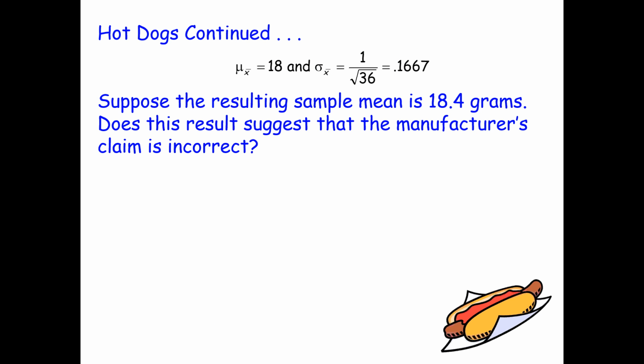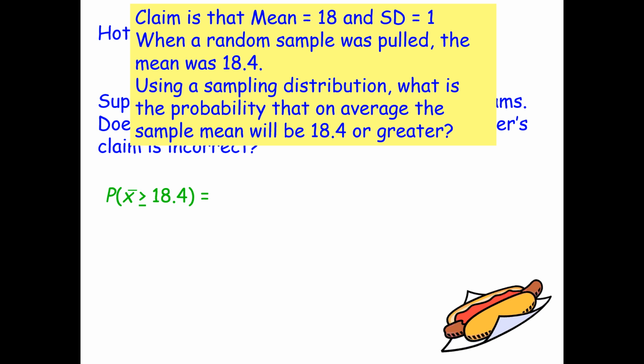So, suppose the resulting sample mean is 18.4 grams. Does this result suggest that the manufacturer's claim is incorrect? We're looking for the probability that our sample mean is greater than or equal to 18.4. The claim is that the mean is 18 and the standard deviation is 1, and when a random sample was pulled, the mean was 18.4. Using a sampling distribution, what is the probability that on average the sample mean will be 18.4 or greater?